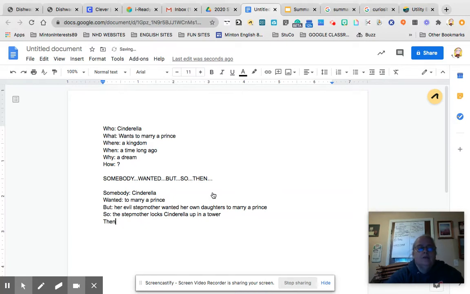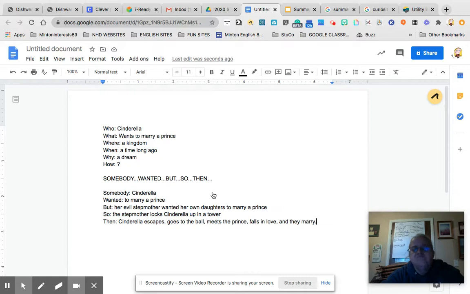Then Cinderella escapes, goes to the ball, meets the prince, falls in love, and they marry. Okay, that's a summary. Cinderella wanted to meet a prince, but her evil stepmother wanted her daughters to marry the prince. So the stepmother locks Cinderella up in a tower. However, then Cinderella escapes, goes to the ball, meets the prince, falls in love, and then they marry.